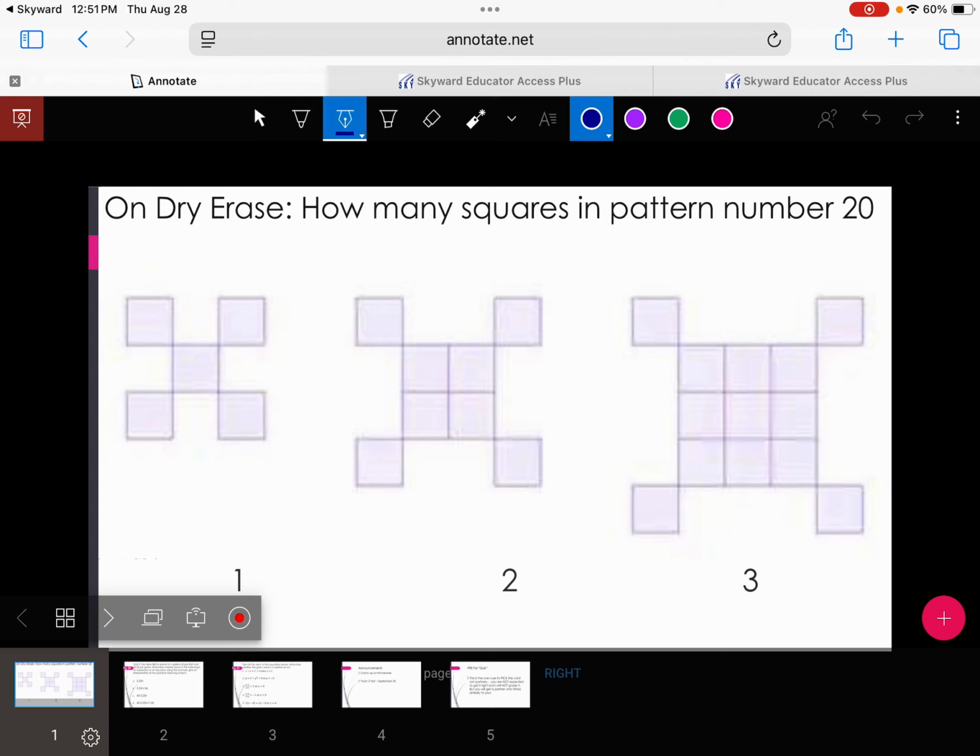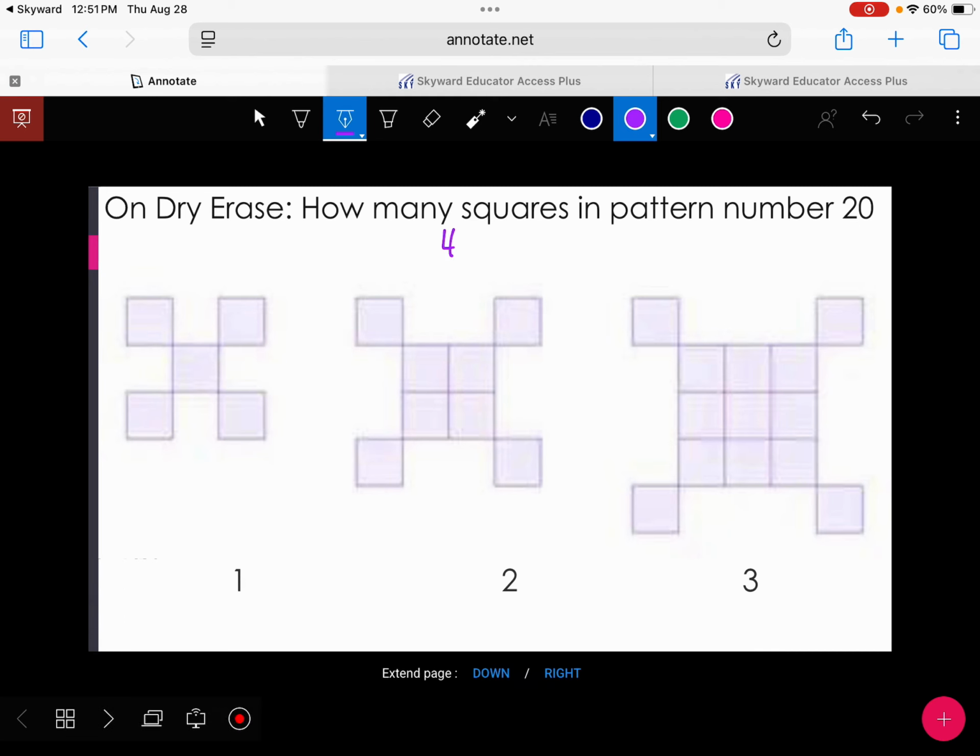All right, what do we think about this? How many squares are going to be in pattern number 20? And our answer is 404. Does everybody agree, or do we have any different answers? I just write them all up here. What'd you get? 81? Just a guess. Okay. Any other answers you want to put up here? Yeah, I got 400. Okay.